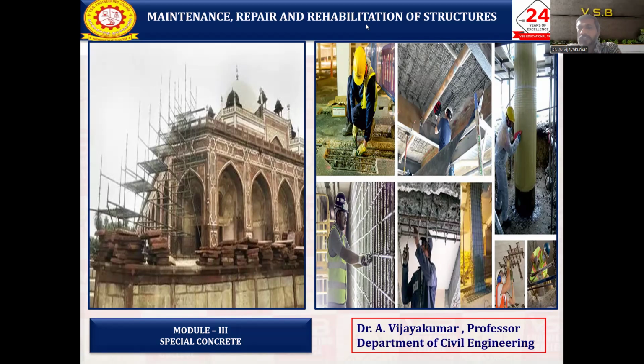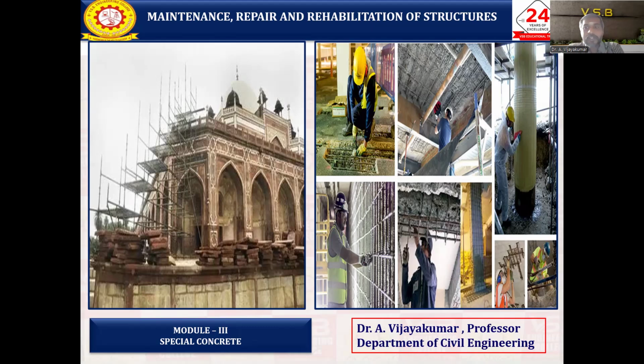Examples of special concrete are polymer concrete, sulfur infiltrated concrete, high performance concrete, high strength concrete and geopolymer concrete. These are some examples used in industry. And recently, for environmental sustainability, we have also started using industrial wastes. Many industrial wastes are incorporated into our concrete to make structures. So these are called special concrete. That topic we are going to discuss in module 3.